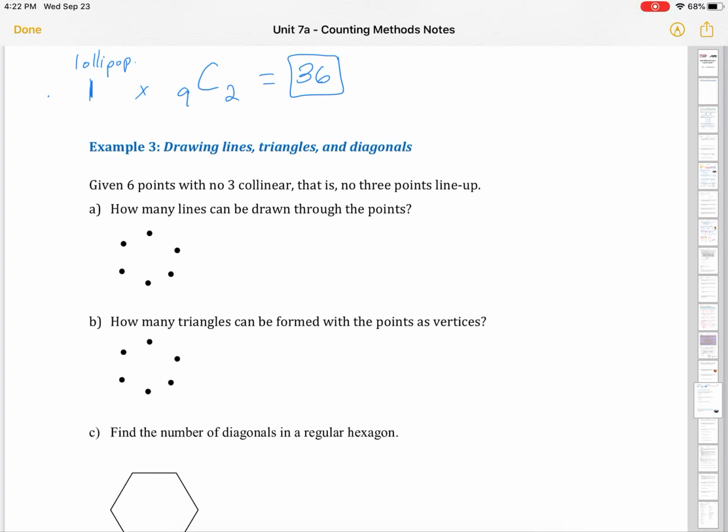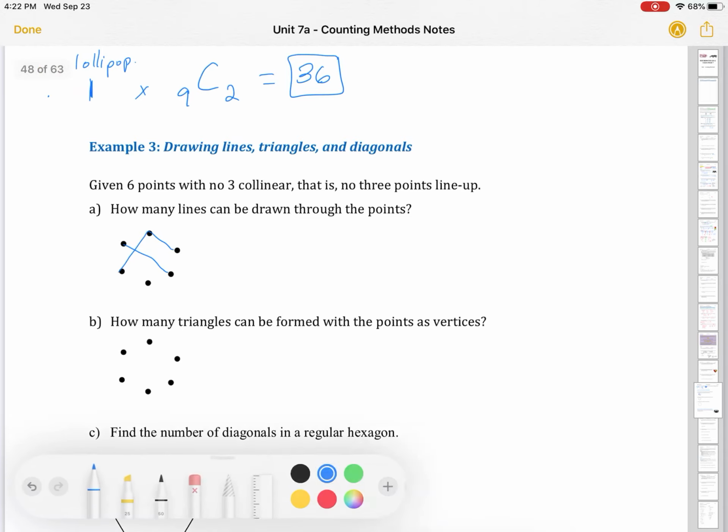Okay? Drawing lines, triangles, and diagonals. Given 6 points with no 3 collinear, that is, there's no 3 points lining up. So I've got this circle and we don't have 3 that are in a row. How many lines can be drawn through the points? So for example, I could do this, I could do this, I could do that, right?